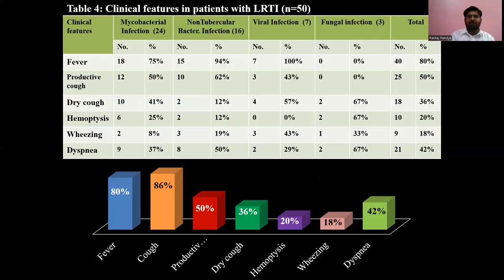Then the clinical features pattern in LRTI. Cough is the most common symptom in LRTI. The second most common is fever, and hemoptysis is seen in about 20% of patients. In mycobacterial infection, fever is the most common symptom. In non-tuberculous bacterial infection, fever is also seen in 94% of cases, and in viral infection almost all patients suffer from fever.